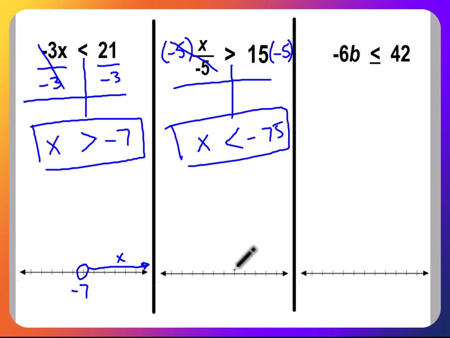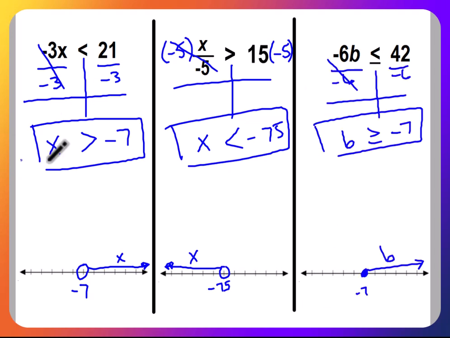Graph it. I just need to put my -75 on the number line. Because there is no equals line, it's going to be an empty circle. Okay, so there's our -75. x is less than, which means the less than is to the left. So draw your arrow line and label it with your x. Now go ahead and pause the video and solve the last one, then come back to see how you did.